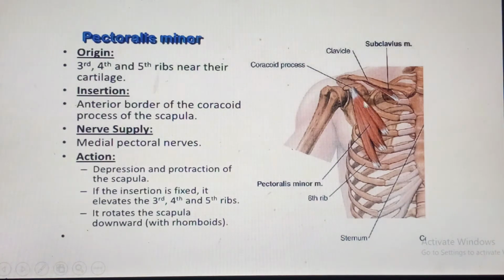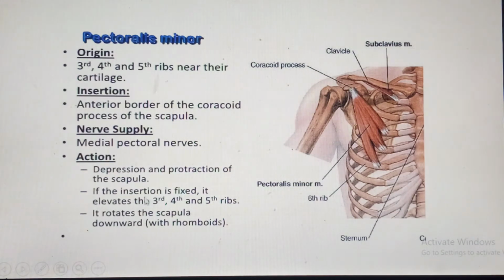Then we said that pectoralis major muscle was innervated by the medial and lateral pectoral nerves. This time around, pectoralis minor muscle will be innervated by only the medial pectoral nerve. So this muscle will be important as far as depression and protraction of the scapula are concerned. Depression and protraction of the scapula will be done by the pectoralis minor muscle, because that's where it inserts. So it can help depress the scapula, bring it down, and it will also help in protraction of the scapula.